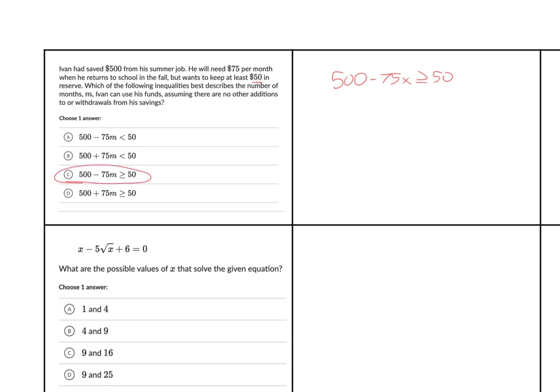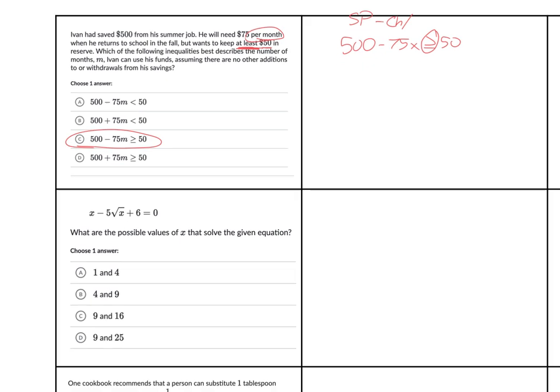At least means it could be that amount or more, so that's why we have the or equal to sign. In this, I like the starting point minus the change per whatever it is, and this is per month. If we had to do more work, we would put months in there, but that would give us that inequality.